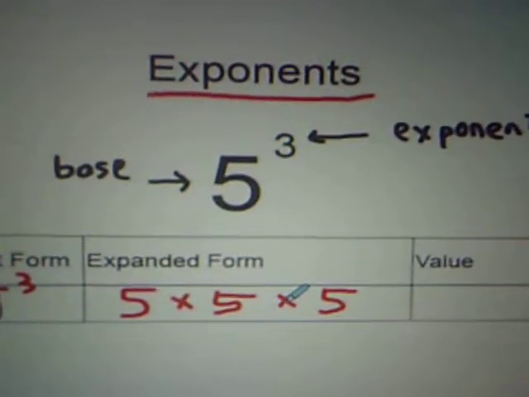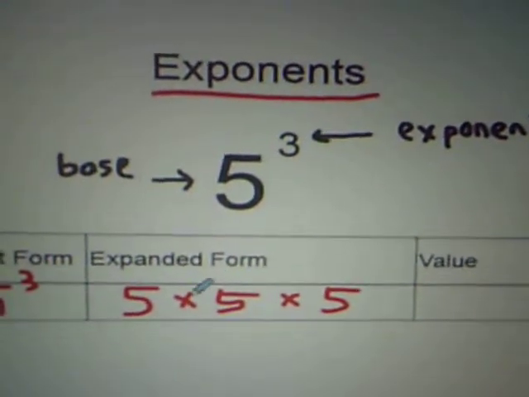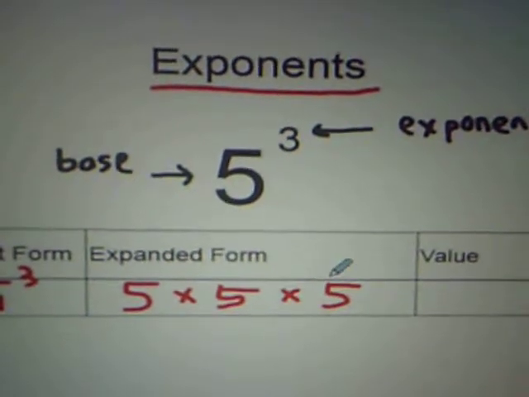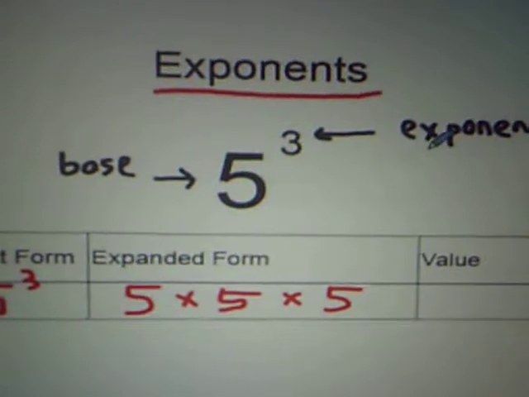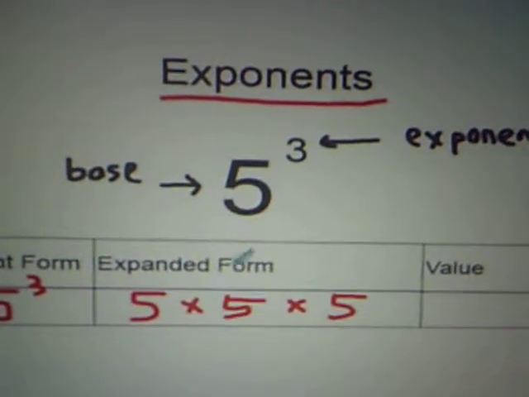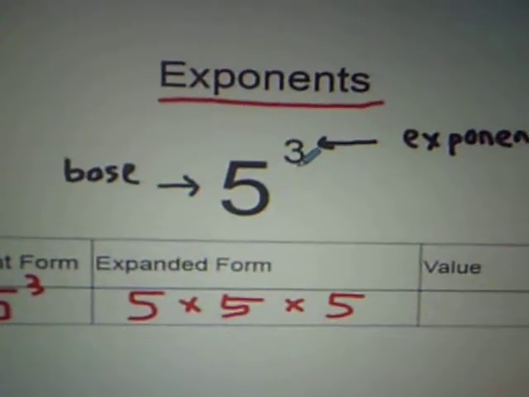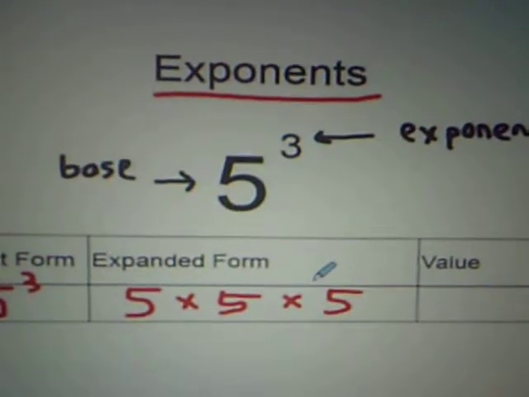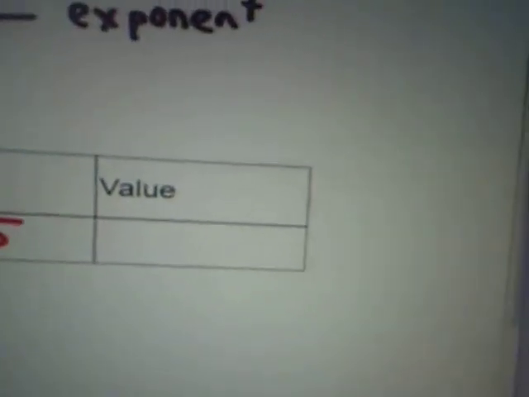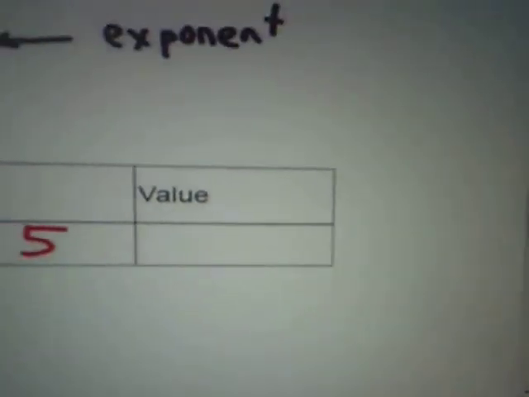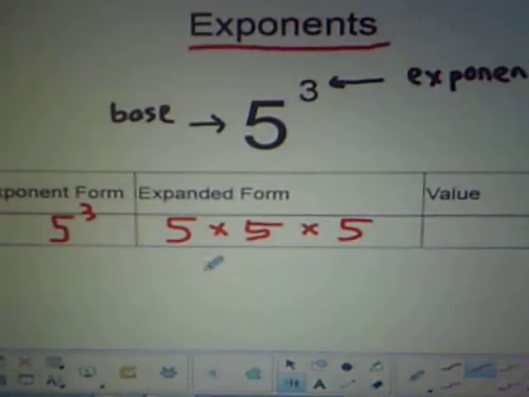One of the most common mistakes that students make is that they add these together. Okay? And they go 5 plus 5 plus 5. This is not the case. An exponent, and you can remember it because exponent has an x in it, means to multiply the base number over and over again. And the exponent tells you how many times to multiply that base number together. Okay? Then lastly, we have a value. The value is simply what this expression or this number is equal to.